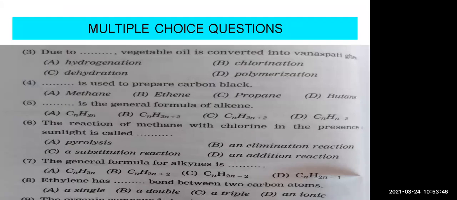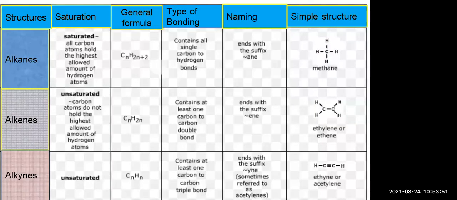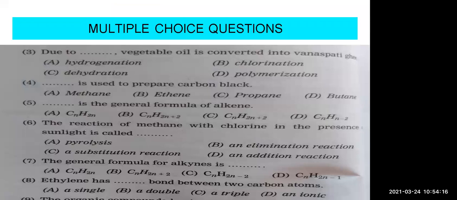Then comes the question: ethylene has a dash bond between two carbon atoms. Now here, in the structure of alkenes, you can see the simple structure for the alkenes. It is written that C double bond C, and each carbon atom contains 2 hydrogens. The name is ethylene, where a double bond is present between the carbon and carbon. So here the answer will be double, that is option B. Ethylene has a double bond between the 2 carbon atoms.